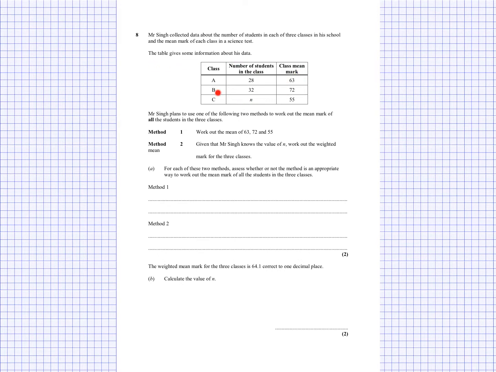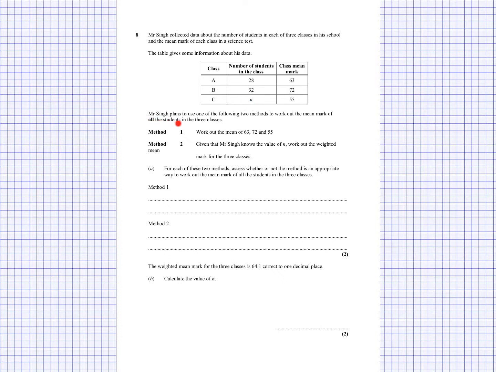Okay, so we've got 3 classes. The names are given as A, B, and C. We've got the number of students and one is missing, and we have the mean mark for each class. And we have the mean mark for class C, where we don't know how many students there were.